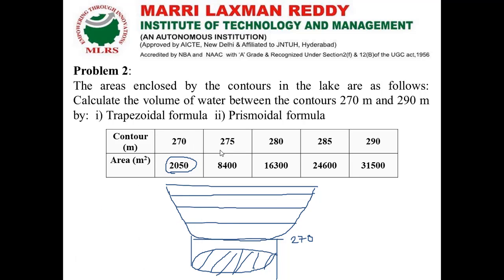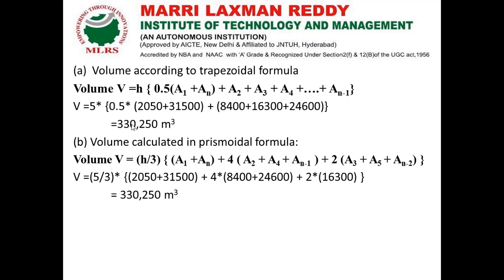Next, with respect to 275 meter, whatever the area under this is, at that point it comes as 8400 meter square, likewise. Now I have to calculate the volume. Let us move on to the problem. So volume V equal to, directly they have given the area. So only by substituting in the formula directly we can get the answer.